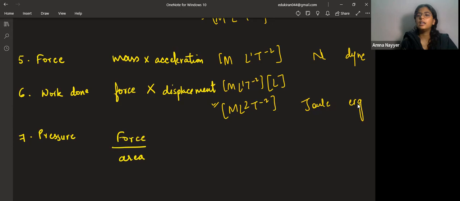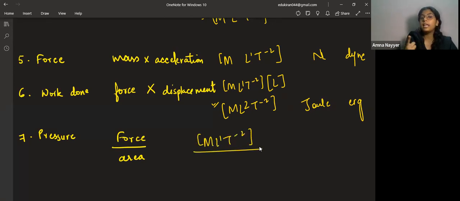This is erg. CGS unit is erg. So SI unit is joule. Last quantity that I'll be discussing before the break is force by area, that is pressure. So force, that's why I told you. See, if you remember force, what will happen in such questions? You will directly write down this formula, MLT to the power -2 divided by area.